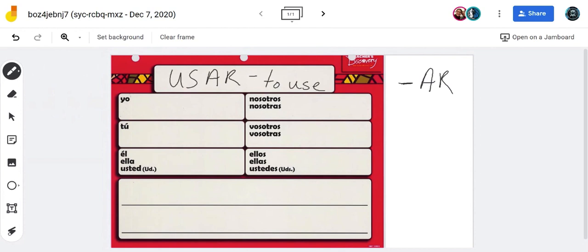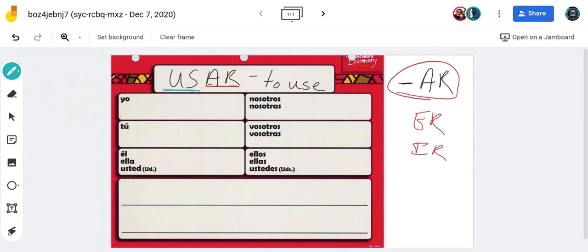Usar means to use. Now, every verb has two parts. Okay? Every verb has two parts. It has either an ending, AR, ER, or IR. Okay? Every verb has two parts, AR, ER, or IR. Then the part that's left is called the stem.